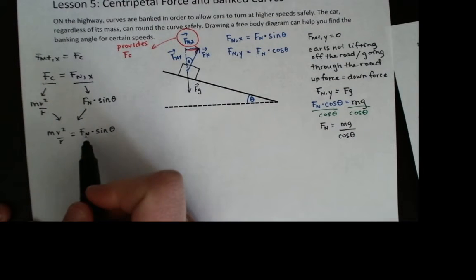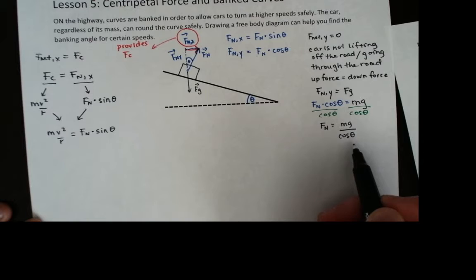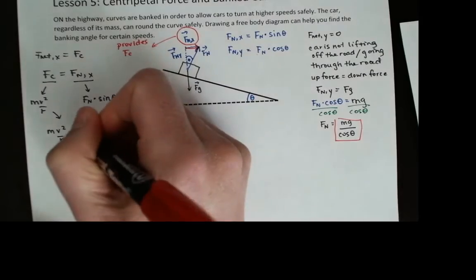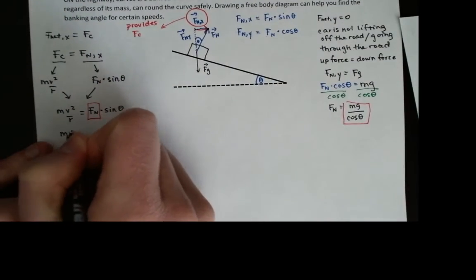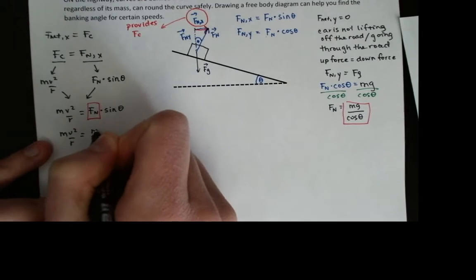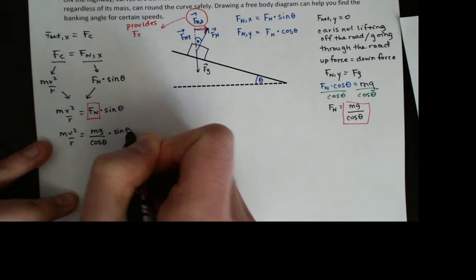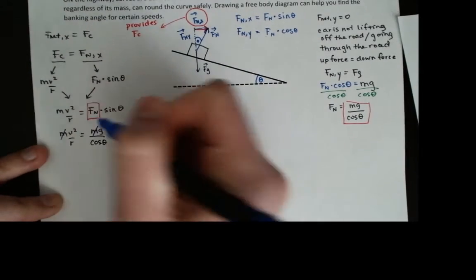So Fn, lucky for us, we have an equation for Fn all the way over here. Fn is really mg divided by cos theta. So we're going to take that and replace the normal force with it. So mv squared over r is equal to mg over cos theta times sine theta. Now because we have m on both sides, the m's can cancel each other out.